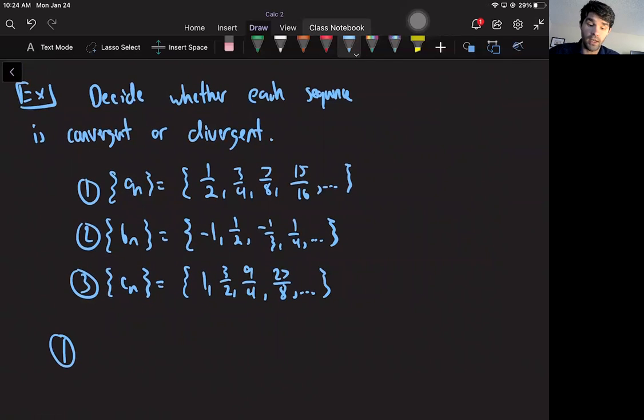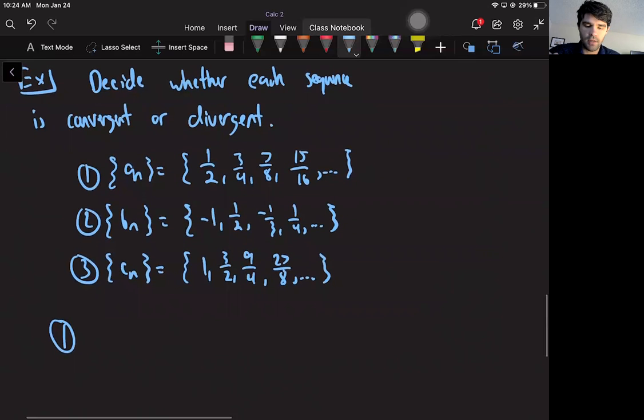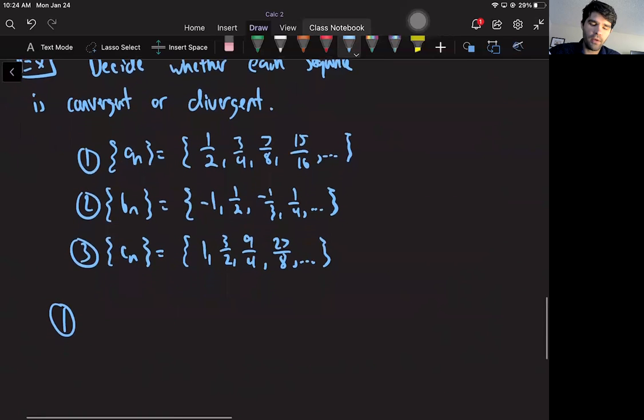Okay, so for 1, just sort of looking at it, I can see, but that's because I have lots of experience, that it looks like it's going towards something. But how can we actually check it? Well, let's think about if we write out the pattern. So what is the pattern here?